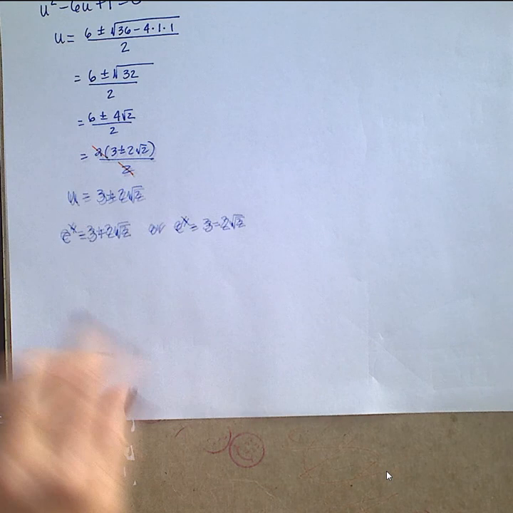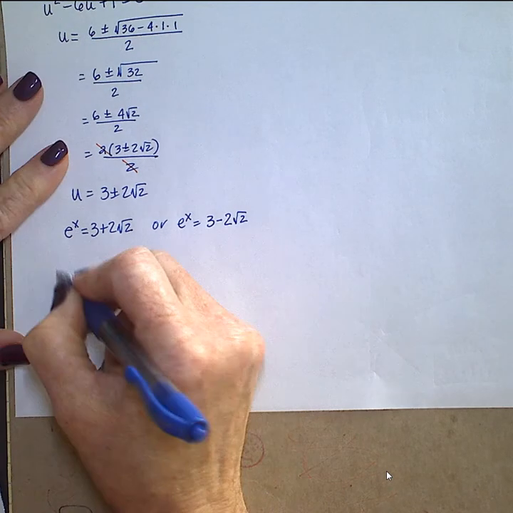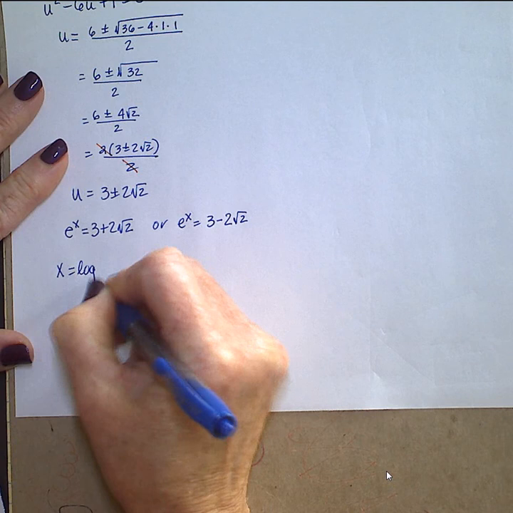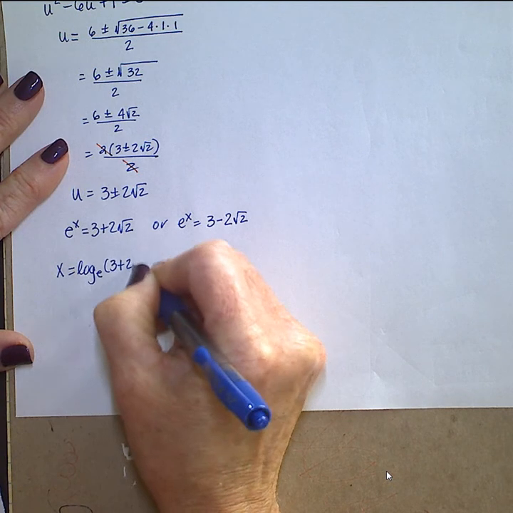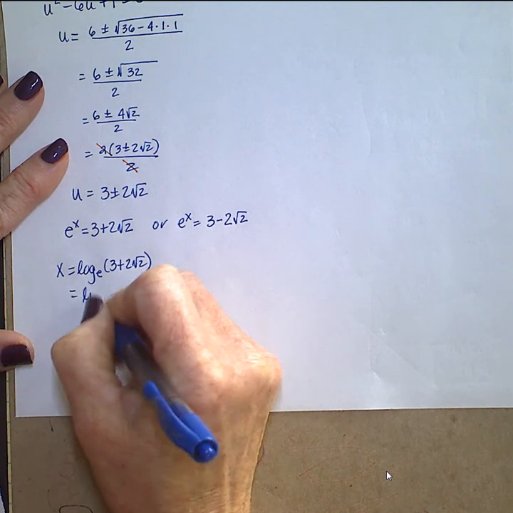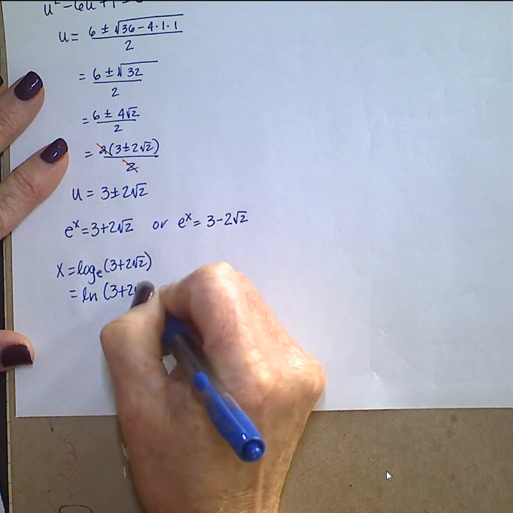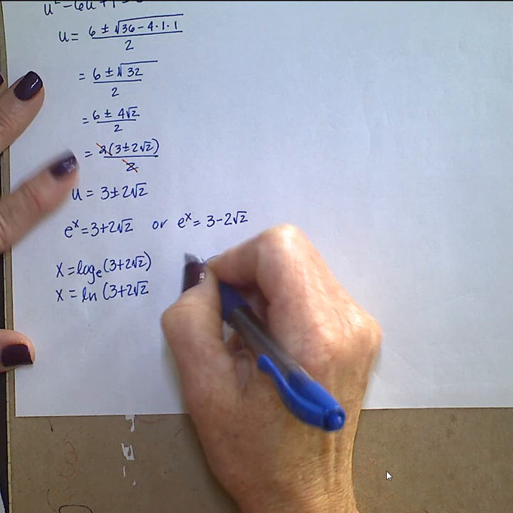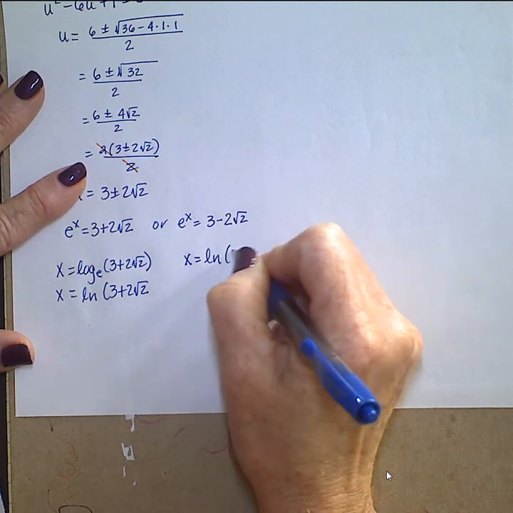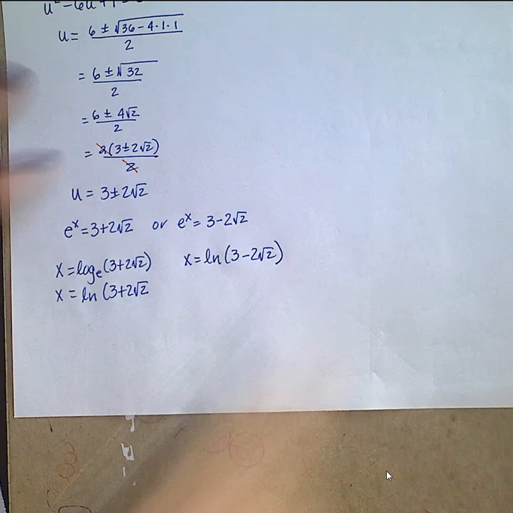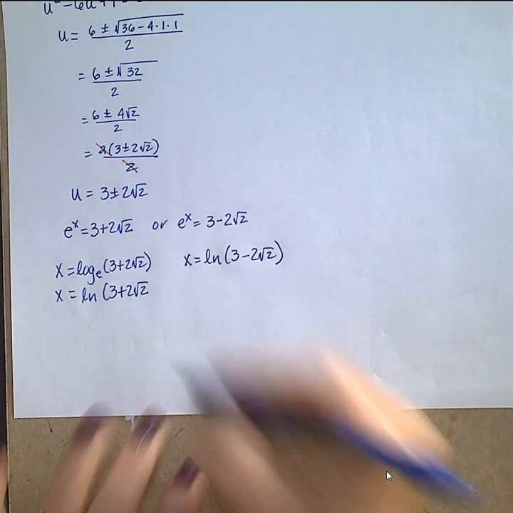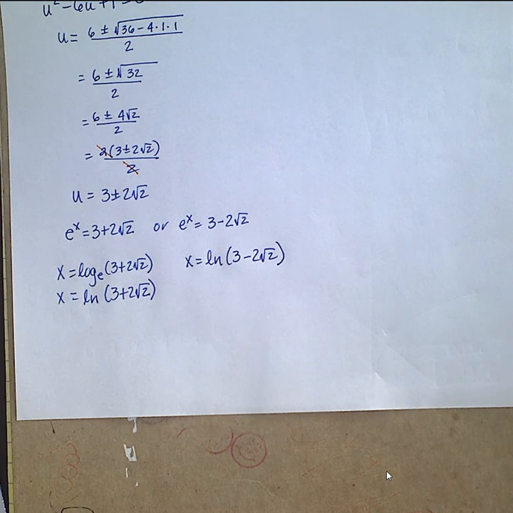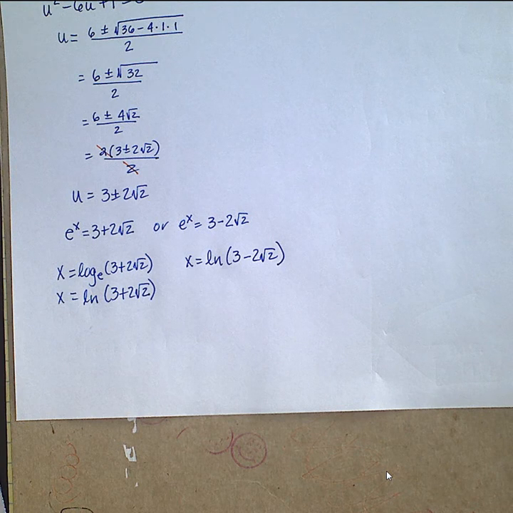Okay, you're solving for an exponent. Flip to log form. x is log base e of 3 plus 2 square root 2, which is the natural log of 3 plus 2 square root 2. So x is the natural log of 3 plus 2 square root 2, or x is the natural log of 3 minus 2 square root 2. Please go to your calculator and give me some decimal approximations for those.